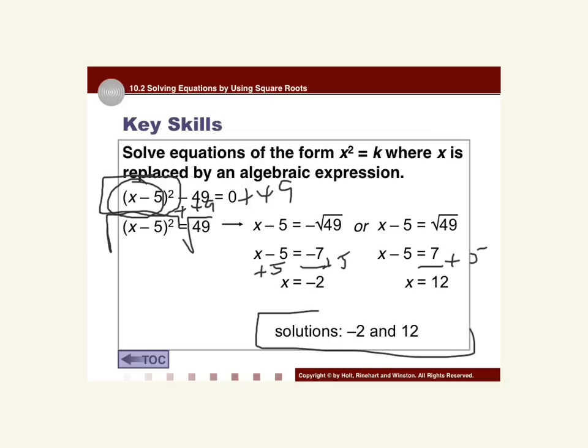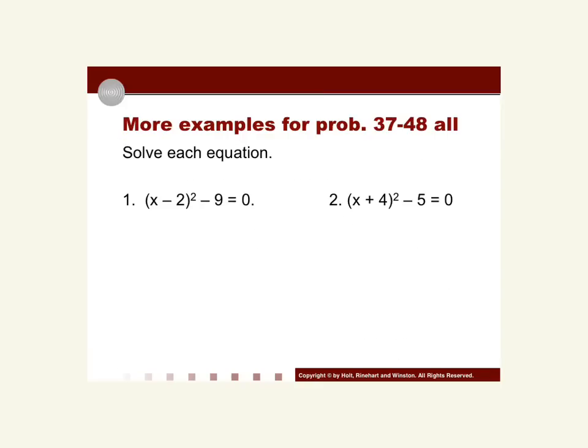So again, we have our two solutions, but instead of just being plus or minus one number, it's a negative 2 and a positive 12, because we had x minus 5 equals plus or minus 7, we had to add the 5 to isolate the x. So let's look at a couple more examples similar to these.